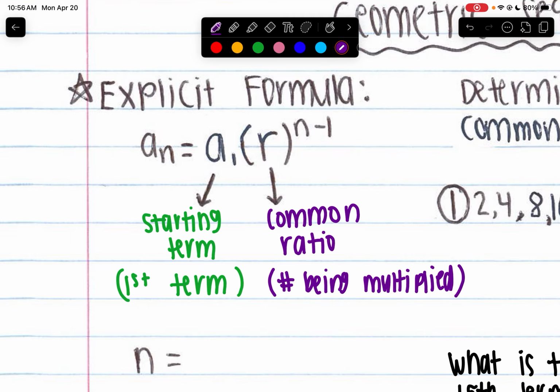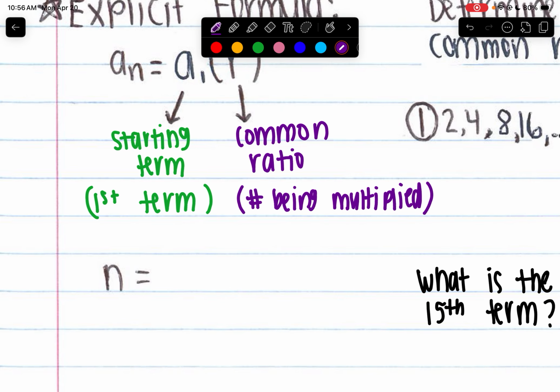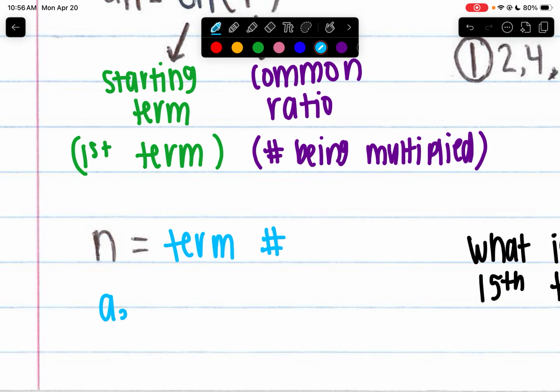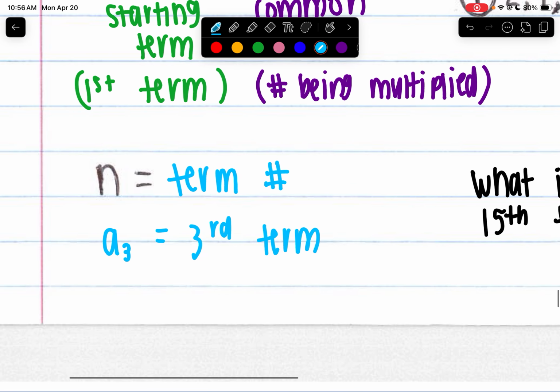And it's kind of like B. Now, n can be any term we want to search for. So if I want to find the 5th term, I can plug in a 5 for that n value. If I want to find the 6th term, I can plug in a 6. So n's kind of like the term number. So if I have a sub 3, that means the 3rd term. Or if I have a sub 8, that would be the 8th term.